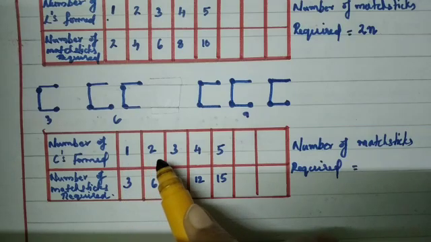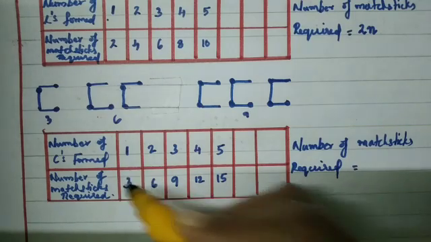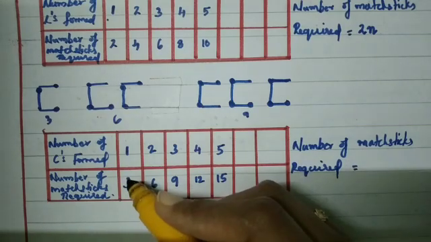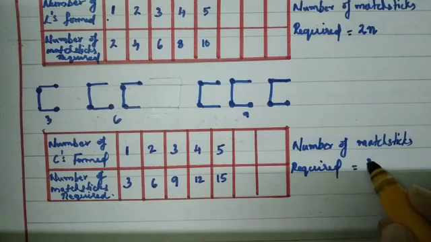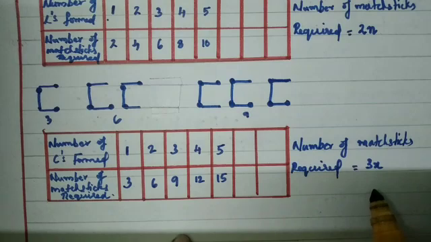Take the variable as x. Then how is it? Multiples of 3. Okay, 3x. Number of matchsticks required equals 3x. 3x is the number of matchsticks required, written algebraically. Okay. Here x represents the number of C's formed.